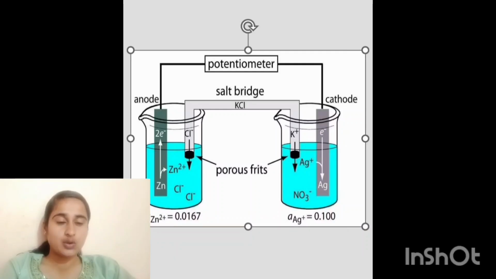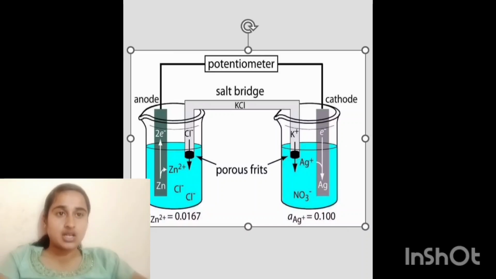In one potentiometry setup, we take two solutions. One is zinc chloride, another one is silver nitrate. The zinc rod is dipped in a zinc chloride solution, a silver rod is dipped in a silver nitrate solution. These two rods are connected by the potentiometer, and these two solutions are connected by a salt bridge containing potassium chloride. The zinc rod represents the anode, and the silver rod represents the cathode.